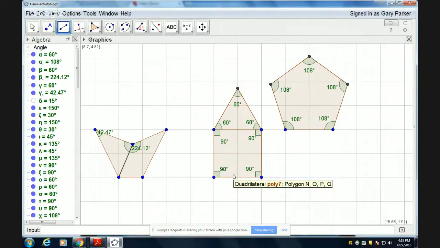Is this an interior angle? If it's measured from an edge to the next edge, then yes, it is. So all of the ones on the outside would be interior. If it's measured from edge to edge, it's interior. Okay. Yep.